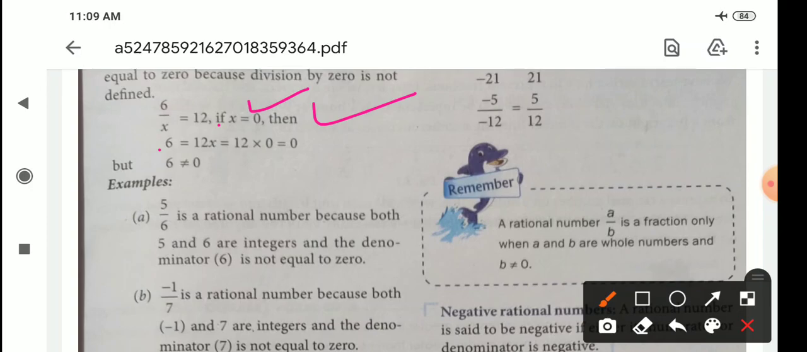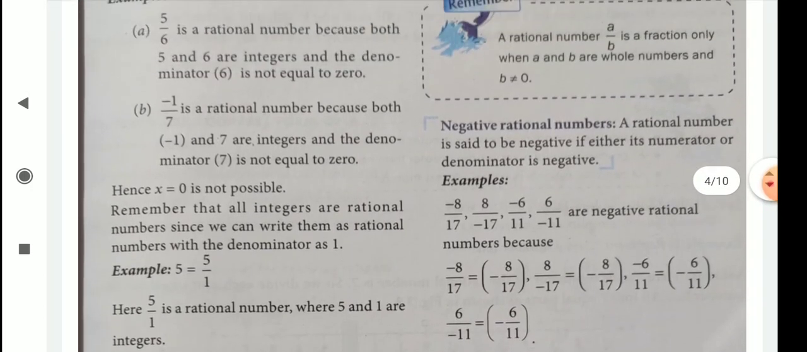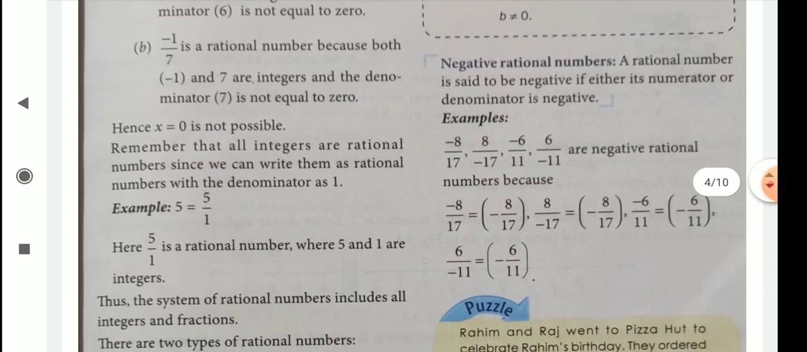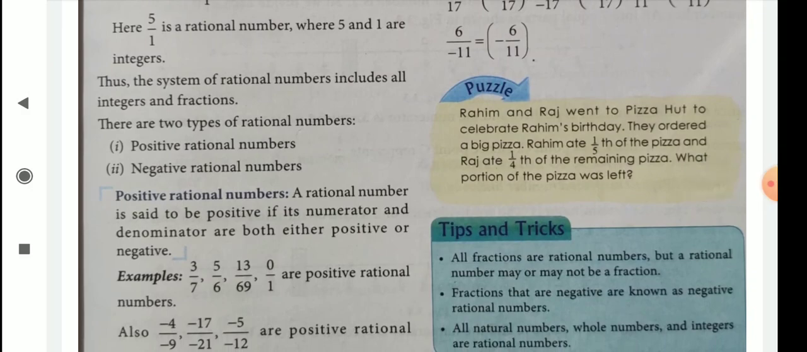Then example A, 5 by 6 is a rational number because both 5 and 6 are integers and the denominator 6 is not equal to 0. Then B, minus 1 by 7 is a rational number because both minus 1 and 7 are integers and the denominator 7 is not equal to 0. So children, here we see there are two types of rational numbers. Already I told you, positive rational numbers and negative rational numbers.